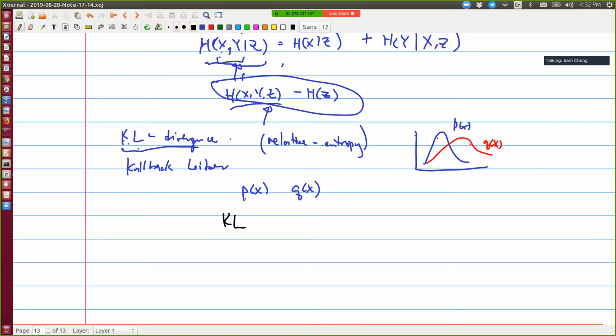Let me write the KL-divergence between P and Q this way. It's basically defined as, I write it with a triangle equal sign, a sum over all x. Here I'm assuming the distribution is discrete, so therefore it's a sum. If it's continuous, then it will be an integral here. Sum of P(x) log P(x) over Q(x).